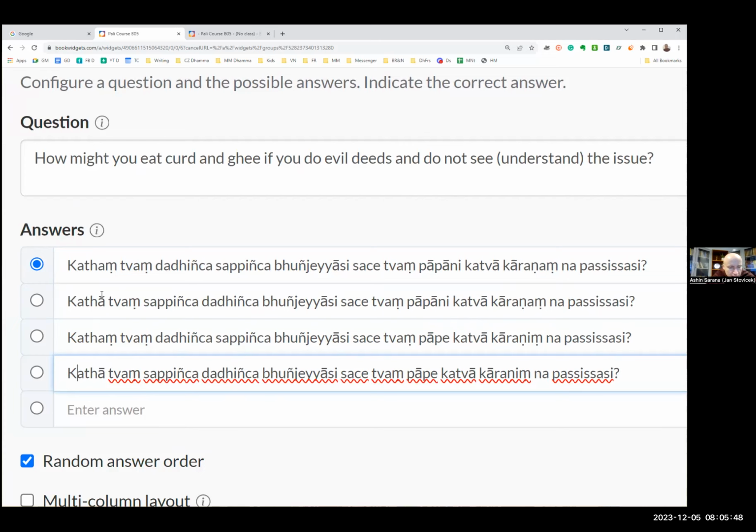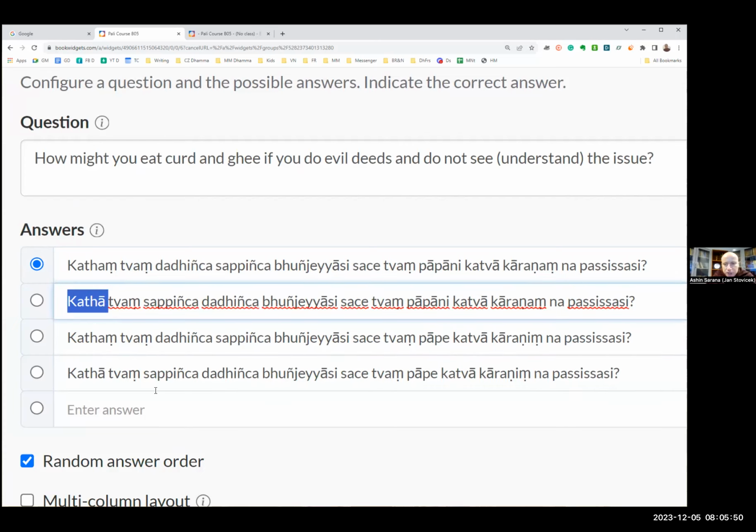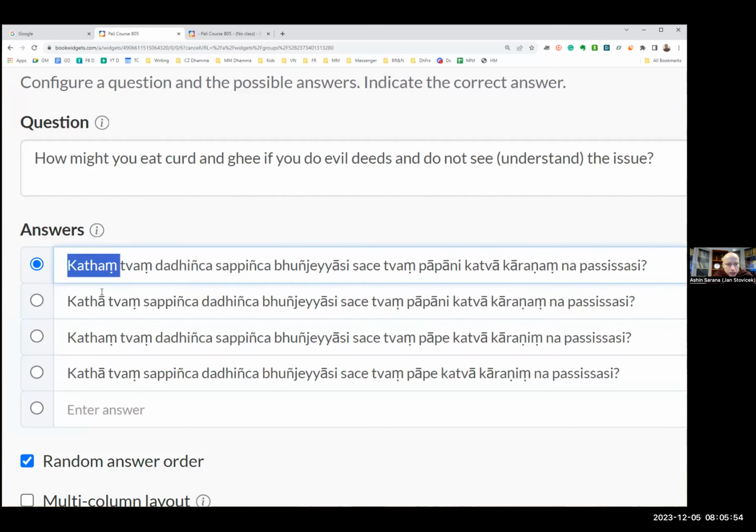Katha or kathang. Katha actually means speech. Kathang means how. So katha is totally something else.